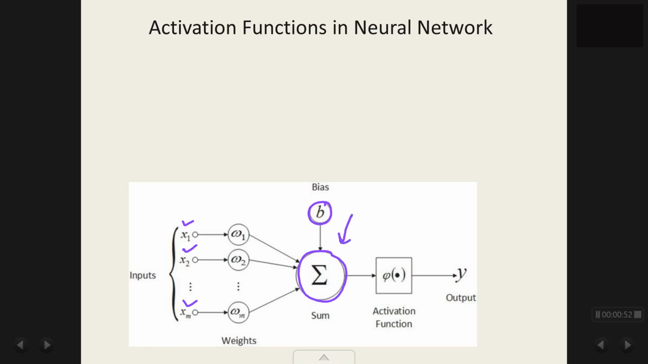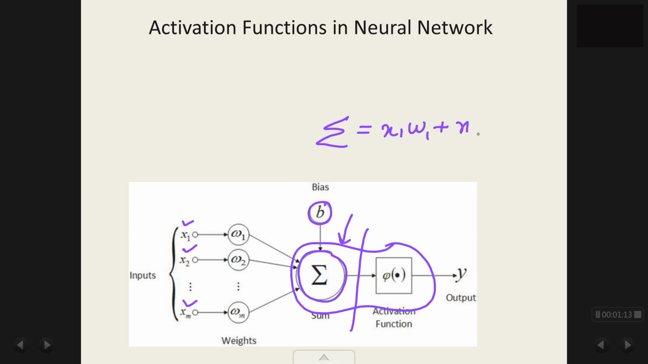So this is one particular neuron, and in this neuron we have got two things. The first function is summation and the second one is the activation function. First, you will calculate the sum of the inputs, that is x1 w1 plus x2 w2 plus xm wm plus the bias. Here the weight for the bias is not shown, but a weight can also be assigned to the bias.